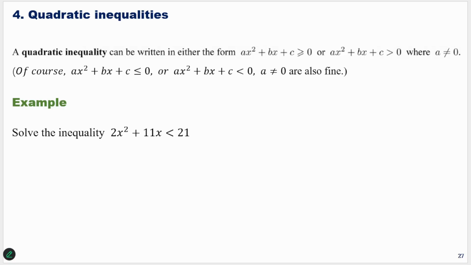Do you want me to graph it or just solve it? Solve it. The question only asks you to solve the inequality, right? Yeah.